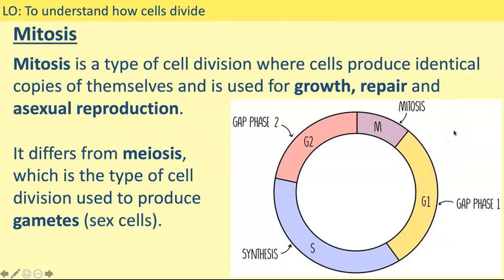So mitosis is a type of cell division, and it's where the cells produce identical copies of themselves. It's used for growth, repair, and asexual reproduction. It differs from meiosis. Meiosis is the process that gametes divide by. So it's the type of cell division that produces gametes or sex cells, so sperm cells and egg cells.